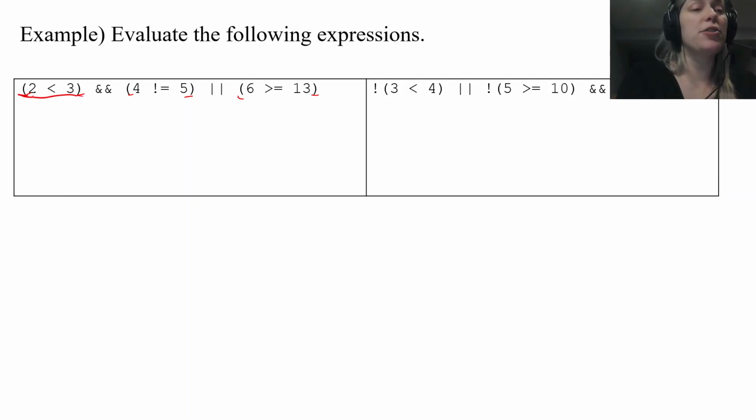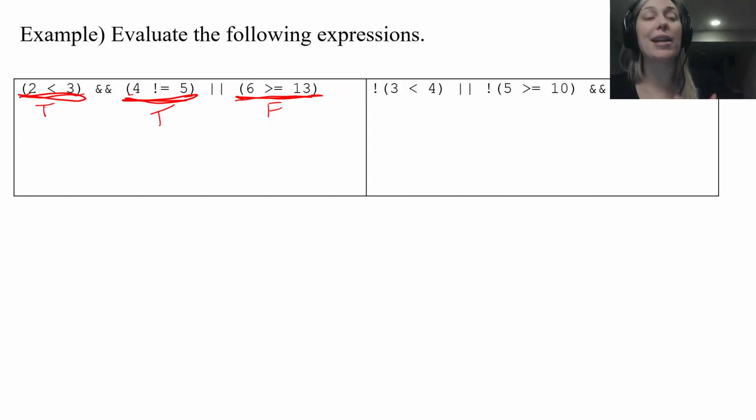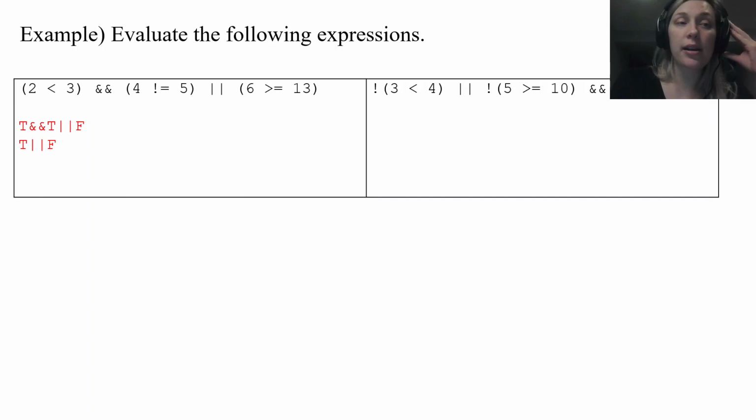So I'm going to evaluate this first. Is 2 less than 3? That's true, right? Next comparison, is 4 not equal to 5? That's true. And this last one, is 6 greater than or equal to 13? That's false. So the comparisons, remember, ask a question, and then that question evaluates to true or false. Now I'm left with my Boolean operators. The and gets evaluated first. True and true is true. And then true or false is also true.